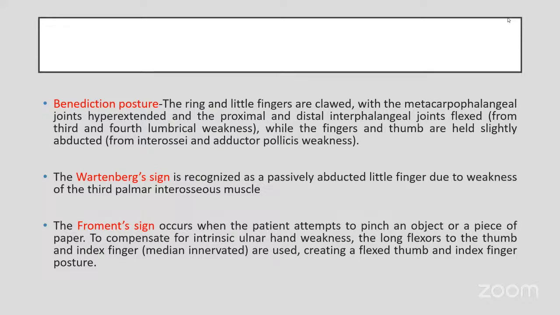Wartenberg sign is recognized as a passively abducted little finger due to weakness of the third palmar interosseous muscle. The Froment sign occurs when the patient attempts to pinch an object or piece of paper. To compensate for intrinsic muscle ulnar hand weakness, the long flexors of the thumb and index finger are used, which creates a flexed thumb and index finger posture. This is seen in ulnar nerve palsy.